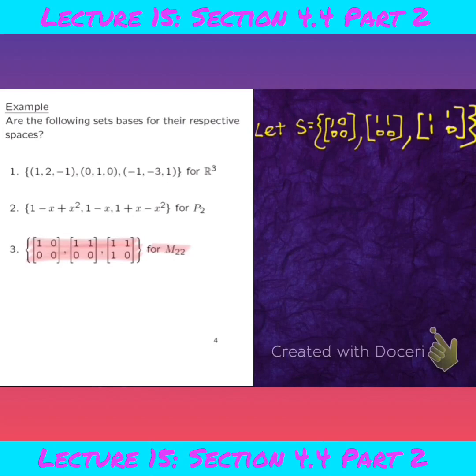So now I have a suspicion that this set is not a basis for M22. Right, so I'm going to claim that S is not a basis. Okay, it's not a basis.